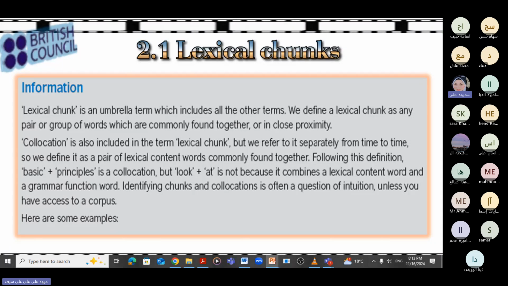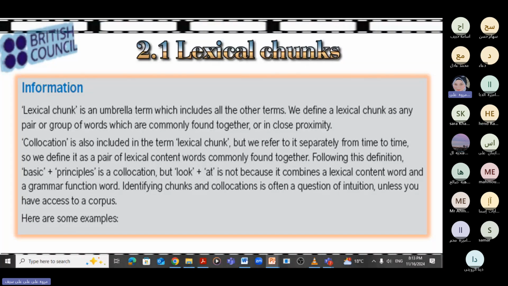Can you tell me about this? So they compare "basic principles" and "look at." Collocation means a verb followed by a certain noun, so they are making a phrase that has meaning.